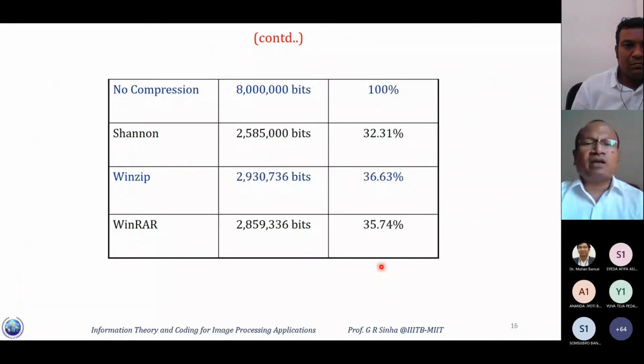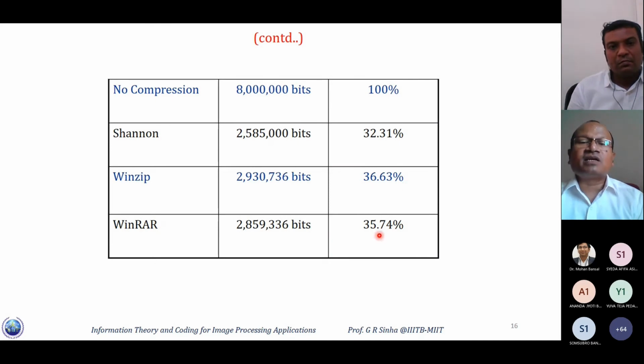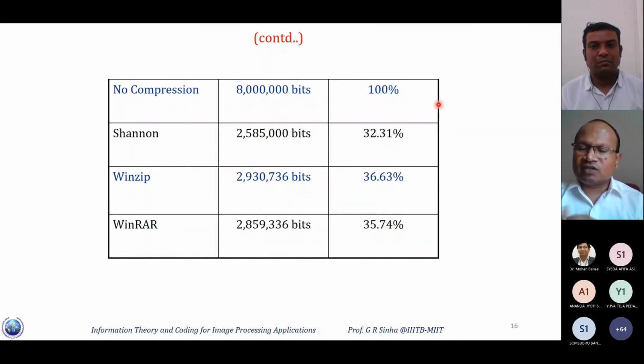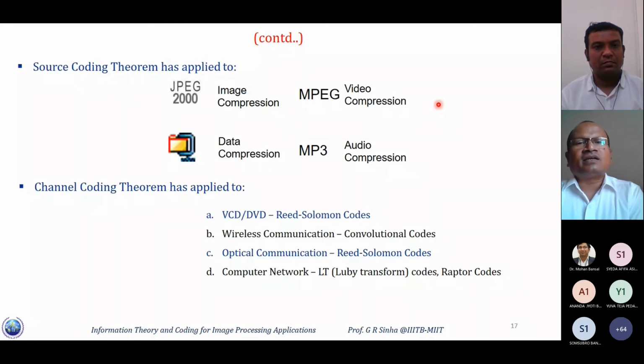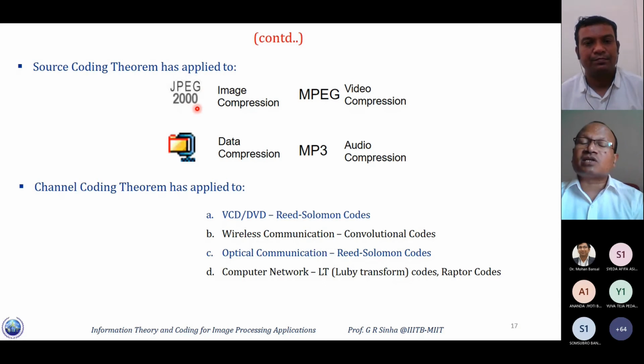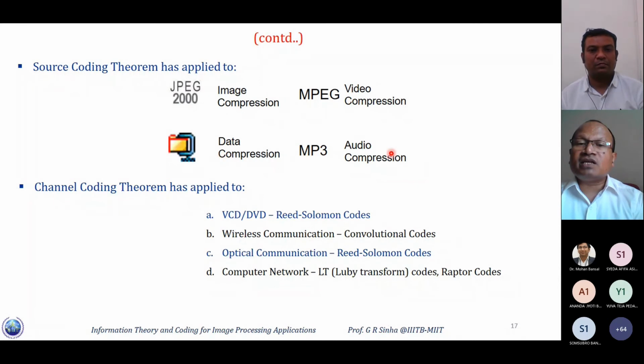When you compare the concept given by Shannon with WinZip and WinRAR, this is a comparison. With standard WinZip and WinRAR, you get compression ratios of 36.63 and 35.74, and when you don't apply any compression technique, there is no point in compressing the signal. So this is another scenario, the source coding theorem. When you talk about JPEG 2000, this is an image compression standard, MPEG is a video compression standard, and MP3 is an audio compression technique.